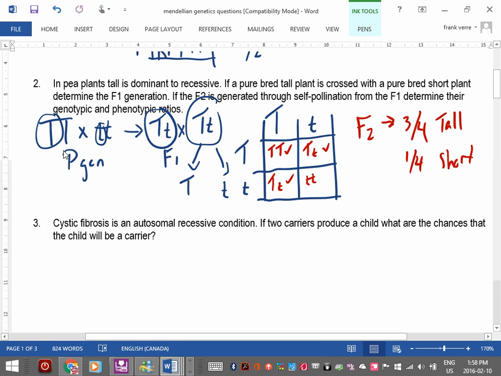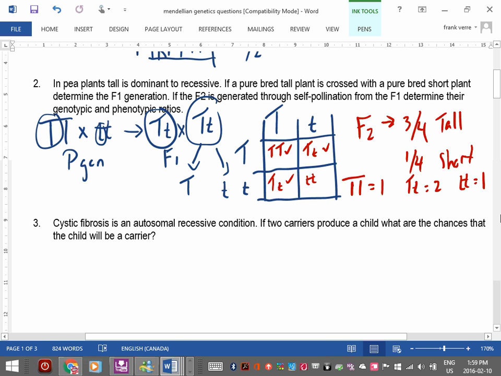Oh, okay. So that's for genotype ratio. Genotype ratio is just the ratio of the genotypes. So you would say how many are homozygous tall? 1. How many are heterozygous? 2. How many are homozygous recessive? 1. So the ratio is 1 to 2 to 1.